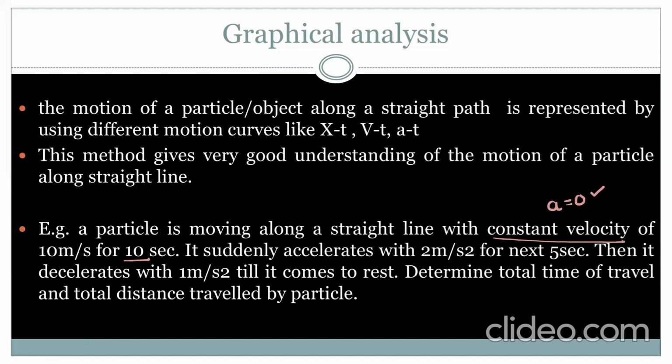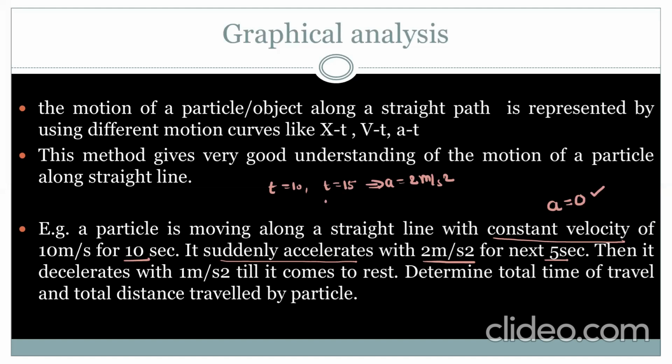Then after 10 seconds, the object or particle suddenly accelerates with acceleration 2 meter per second square for the next 5 seconds. That means from t is equal to 10 seconds to t is equal to 15 seconds, the particle has acceleration equal to 2 meter per second square. So with this acceleration, the particle is moving on that straight path. Then it decelerates with 1 meter per second square till it comes to rest.